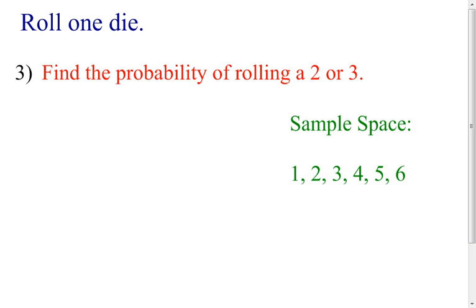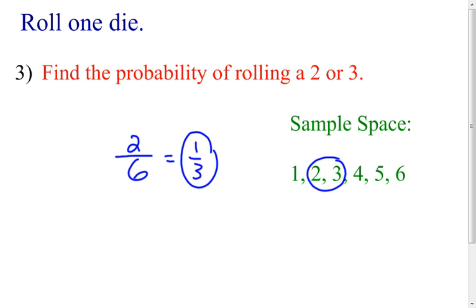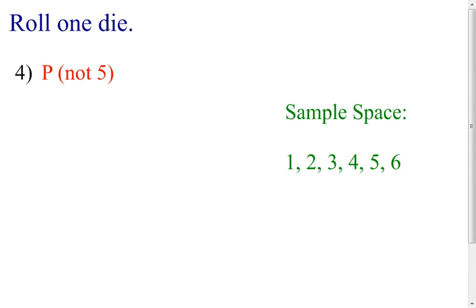Okay, probability of rolling a 2 or a 3. Well, again, there are 6 possible choices. When we do probability, the total number of outcomes goes on the bottom. What we want to happen, which in this case is to get a 2 or a 3, there are 2 ways that that can happen. So 2 out of 6 we know reduces to 1/3. Okay, again, as a fraction, total number of outcomes on the bottom.